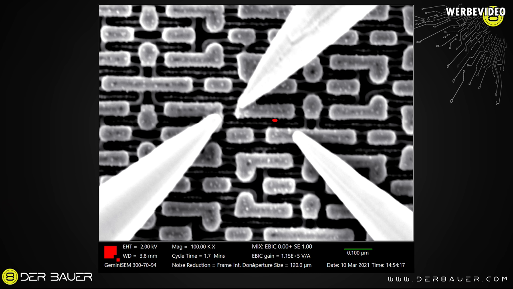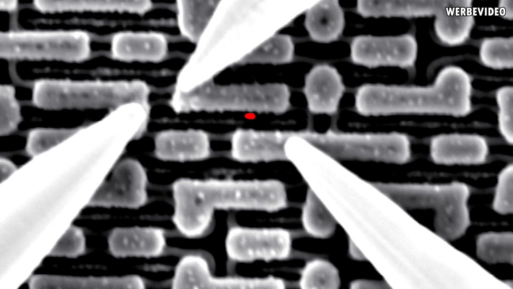Kleindiek had another example where they're using this technology. In this case they had a short circuit within a transistor, and using EBIC you can see this tiny red spot, and that's where you have a short circuit within the transistor. Using this information, you can go back to your manufacturer and then adjust accordingly.